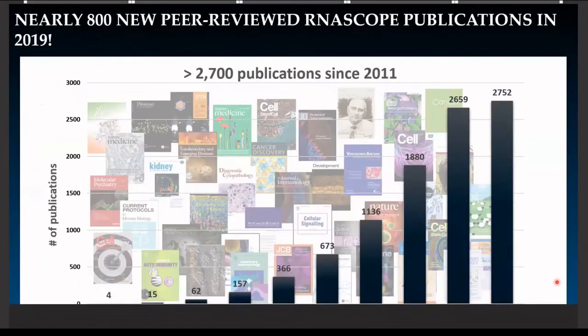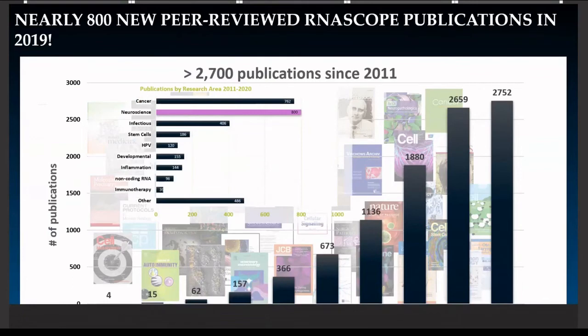So over the last few years, our technology has been widely applied. We have seen a lot of growth in the number of publications. We have over 2,700 publications as of a few months back. Furthermore, the incorporation of the RNAscope technology into single-cell RNA sequencing workflows has demonstrated the rapid growth of our assay in recent years. And as I mentioned, we have been applied in different research areas like cancer, neuroscience, and infectious disease research being our top areas of publication.